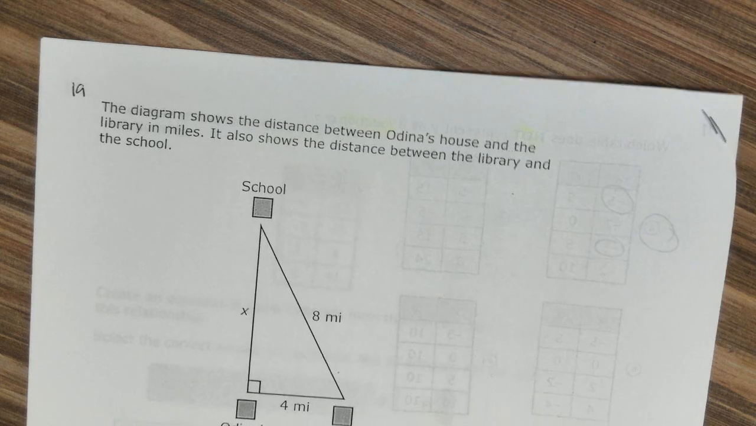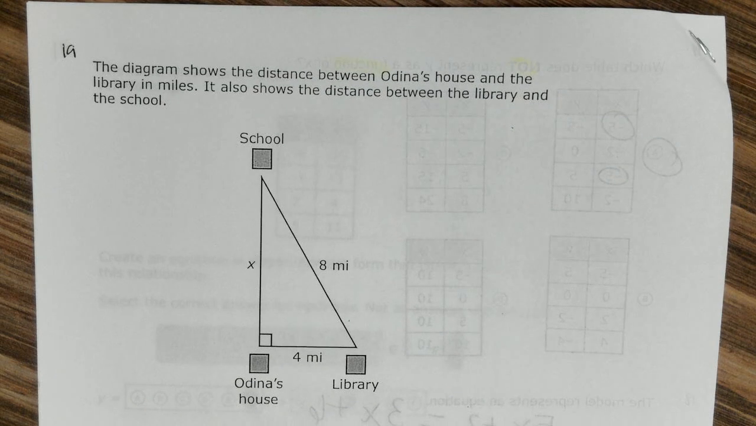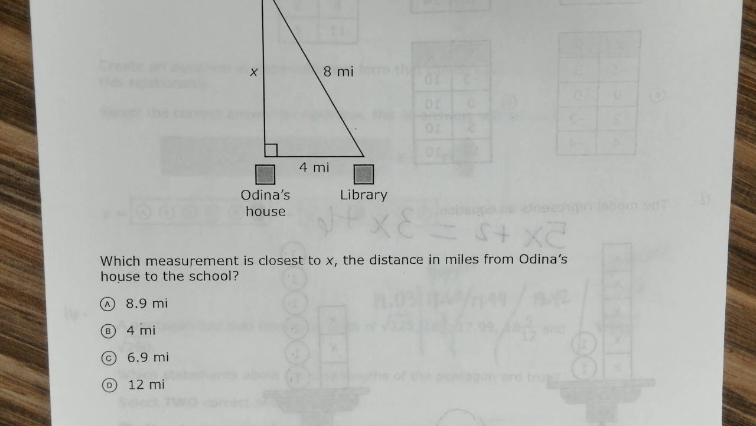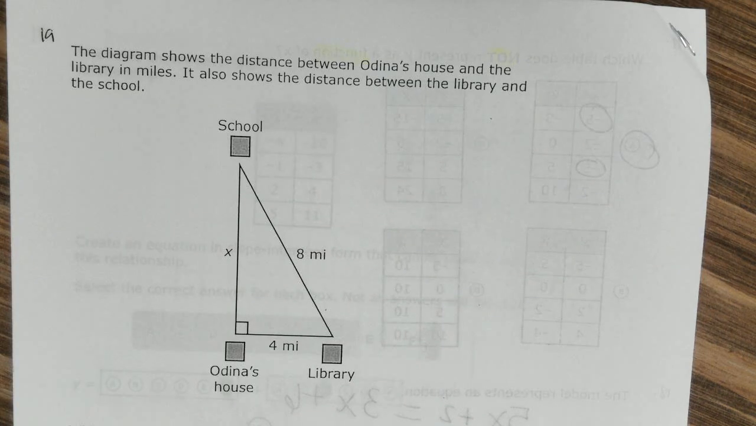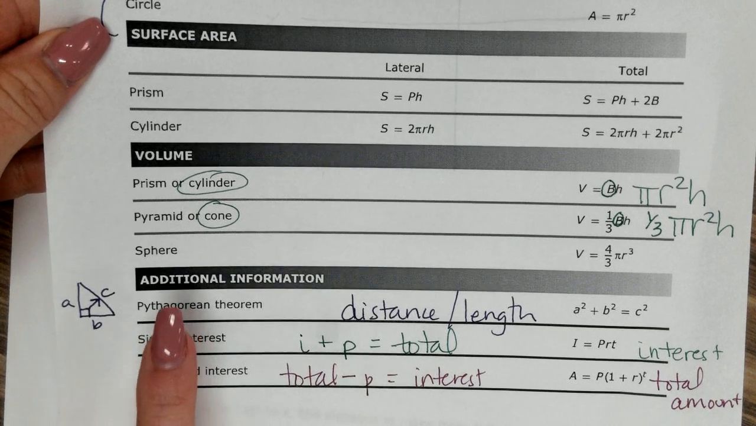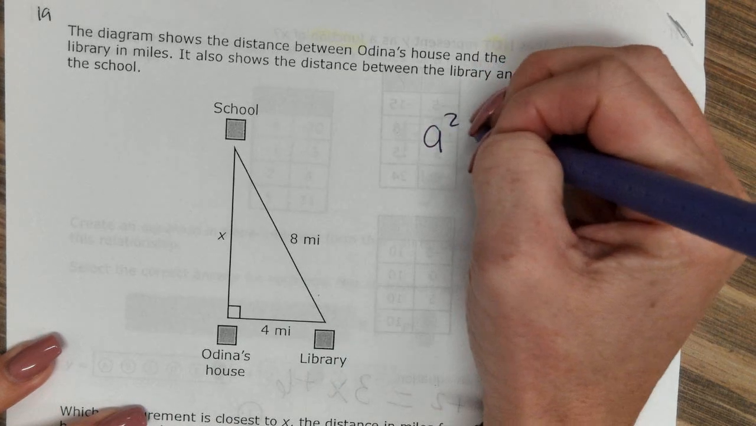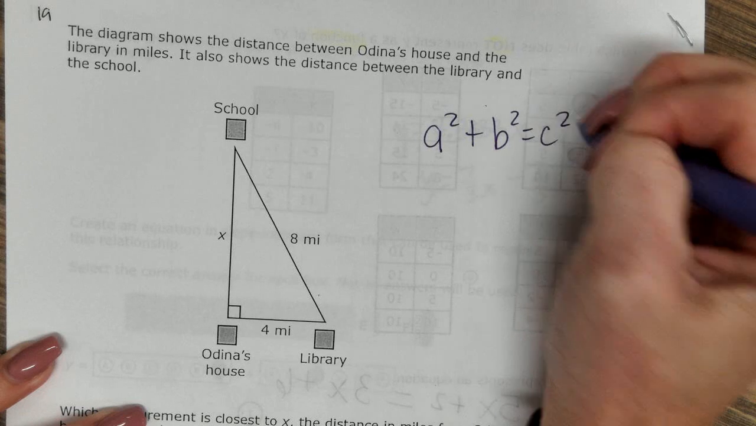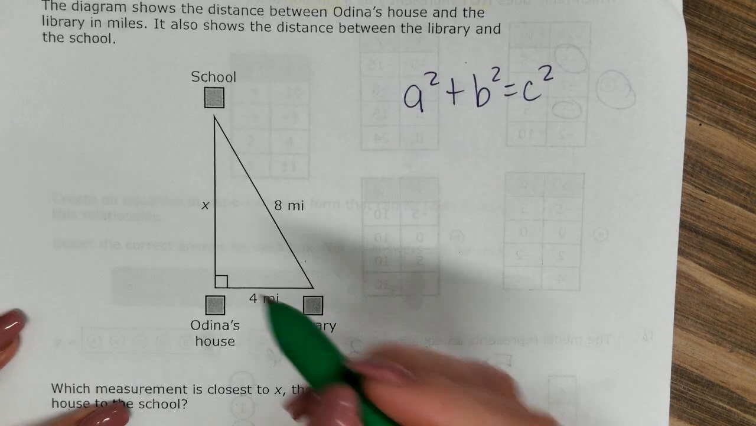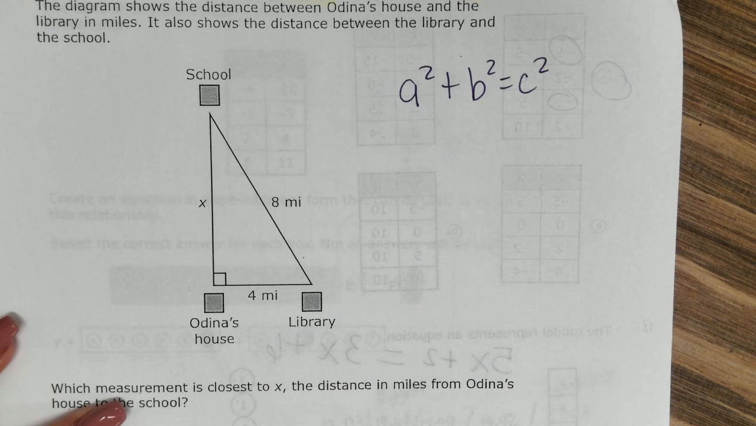Last question. The diagram shows the distance between Odina's house and the library in miles. It also shows the distance between the library and the school. Which measurement is closest to the distance from Odina's house to the school? What kind of picture is this? A right triangle. Where on our star chart did we draw a right triangle? So you're going to write a squared. Write it down. Plus b squared equals c squared. Go find side C. Where does side C have to be?